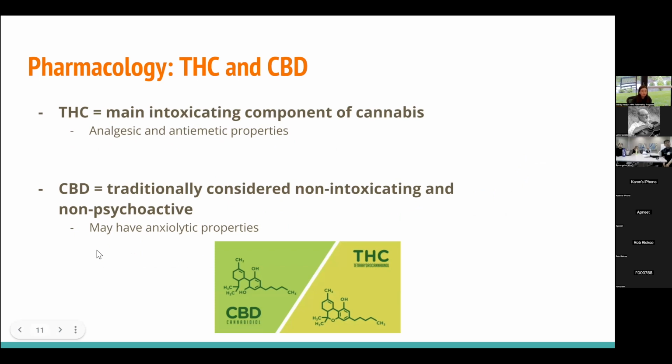So differentiating between THC and CBD, THC is the main intoxicating or psychoactive component of cannabis. It's also thought to have analgesic and antiemetic properties, while CBD is traditionally considered non-intoxicating and non-psychoactive, but may have some anxiolytic properties. The structural difference between THC and CBD is actually pretty small. It's just this hydroxyl group here on the CBD, where there's a cyclic ring on THC here. Despite this slight difference, they have profoundly different pharmacologic properties.